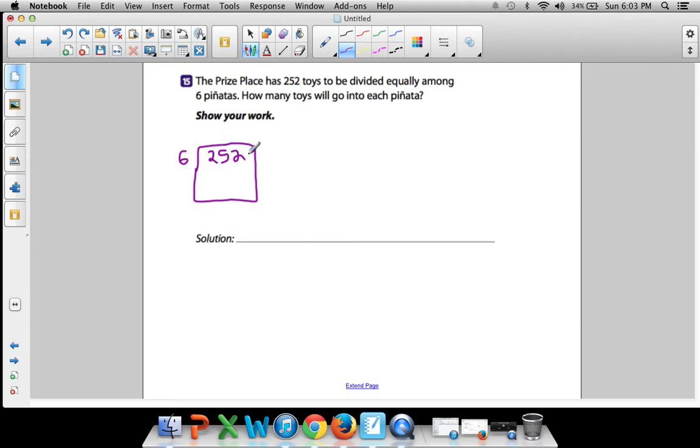6 can go into 252 how many times? Or in other words, let's multiply 6 times something. 6 times, I don't know, what can get you close to like 225? 6 times 4? 6 times 4 equals 24. But we don't want it to be 24, because look how big that number is. We want it to be 240. So no problem. Don't do 6 times 4. Do 6 times 40. That gives you 240 because you added those zeros. And that's a much bigger number, and that's what we need. So 6 times 40 equals 240.